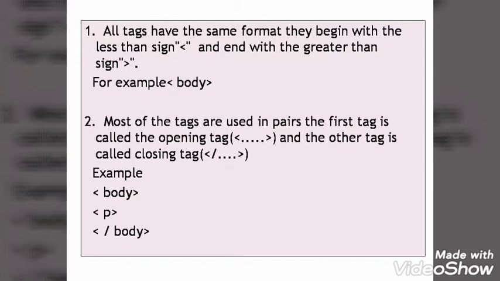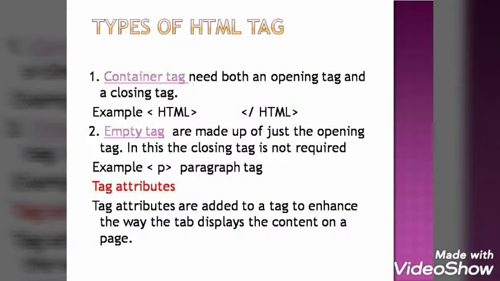Because there are different types of tags. One is container tag, one is empty tag. Container tag is using both opening tag as well as closing tag. Like HTML, we open, then we close with the help of slash. In empty tag, there is no need of closing tag. Just one only is required. For example, paragraph. Whatever content is there, we want the particular content to appear as paragraph. So what we will do? We will put the P in these brackets. So it will come in the form of paragraph. Right? Now we can move ahead.